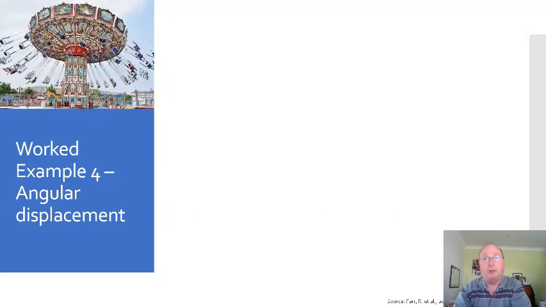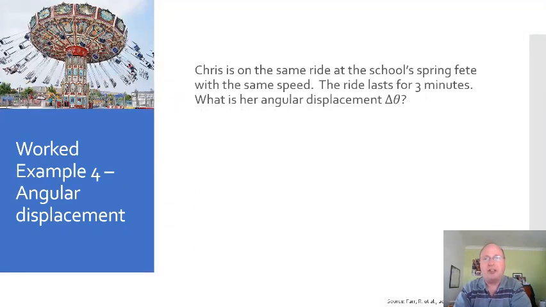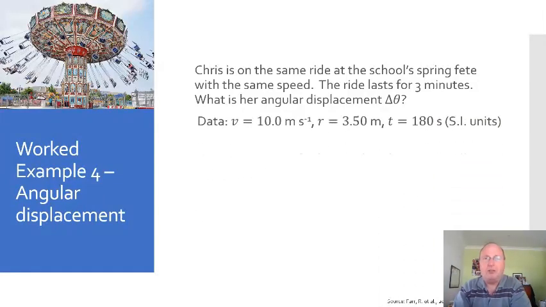In worked example 4, we're looking at angular displacement. Again, Chris is on the same ride, going at the same speed round in a circle, and we're told that the ride lasts for 3 minutes. The question is, what is her angular displacement, delta theta? First step, data. We know v, we know r. This time we have the ride lasting for 3 minutes, which is 180 seconds in SI units.